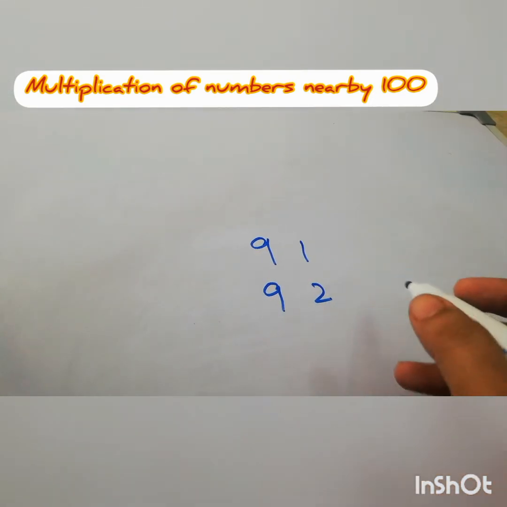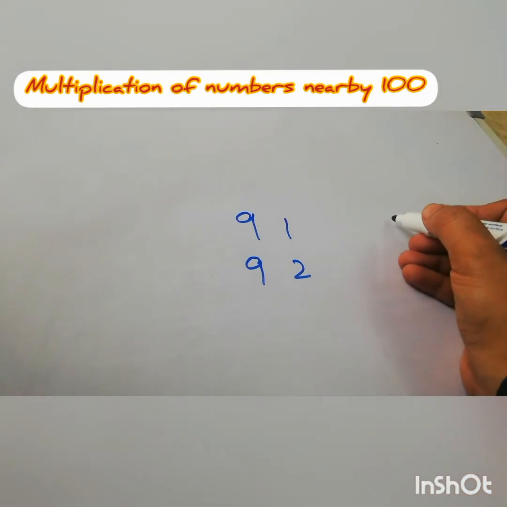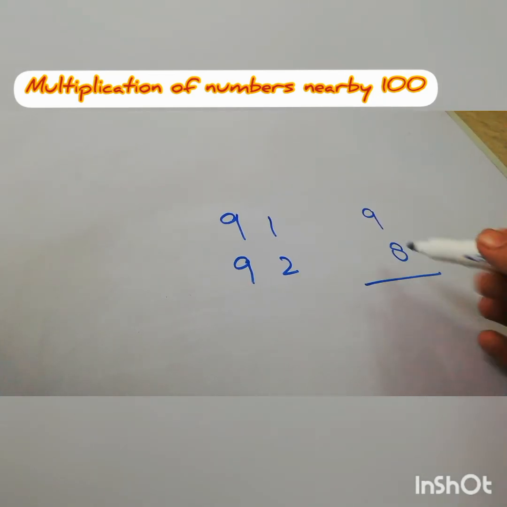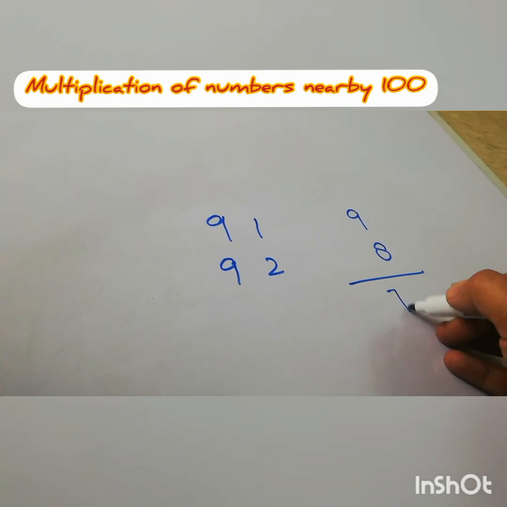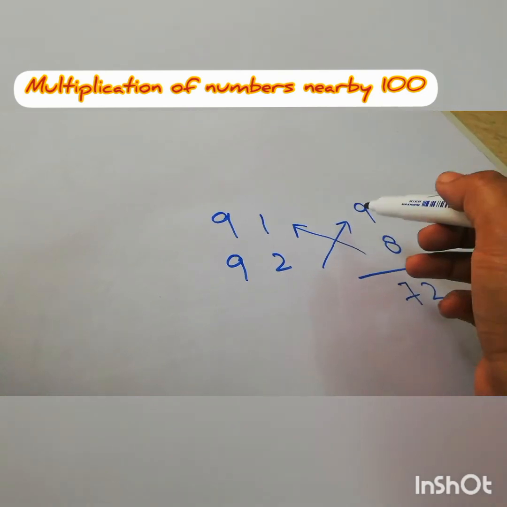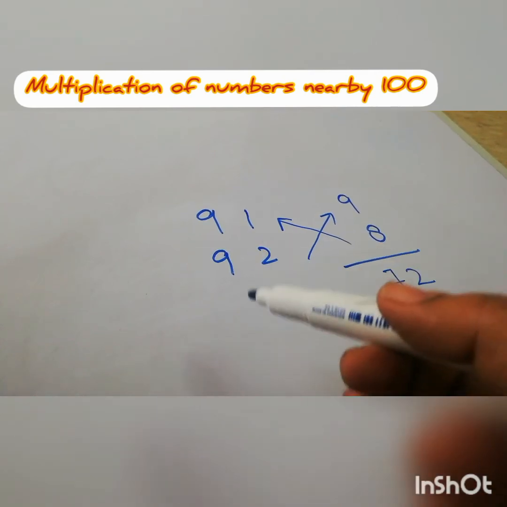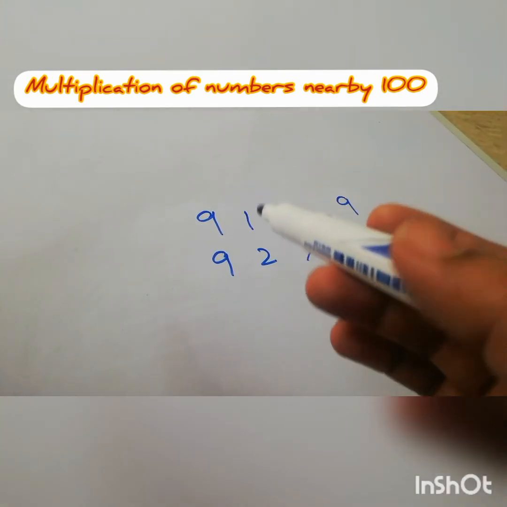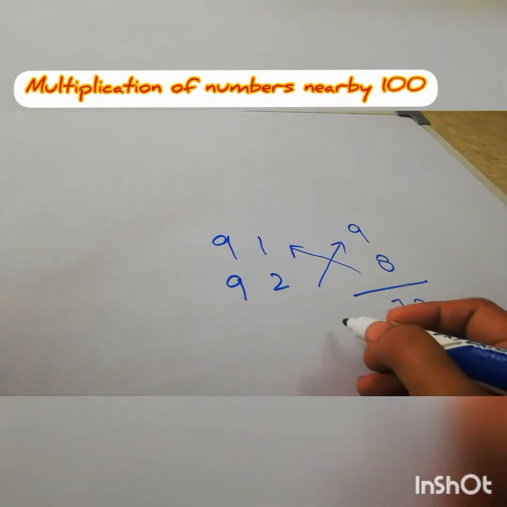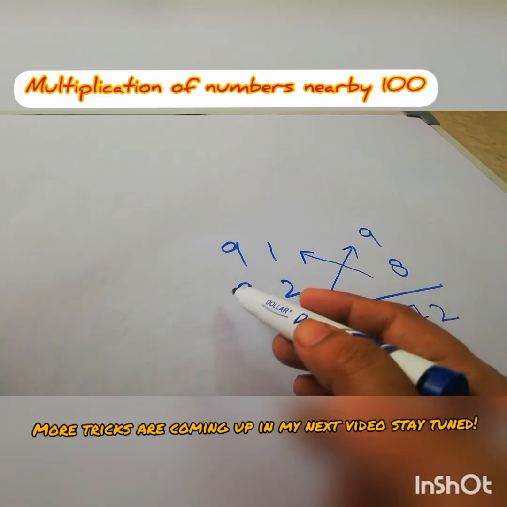If I have two numbers 91 and 92 and I have to multiply these two numbers, I see that 91 is 9 less than 100 and 92 is 8 less than 100. First, in my first step, I will write the multiple of 9 and 8 which is 72, and in my next step I will cross subtract these two numbers. When numbers are greater than 100, we cross add them, and when numbers are less than 100, we subtract them. After subtracting them, I get the answer 83 which is the multiple of 91 and 92.